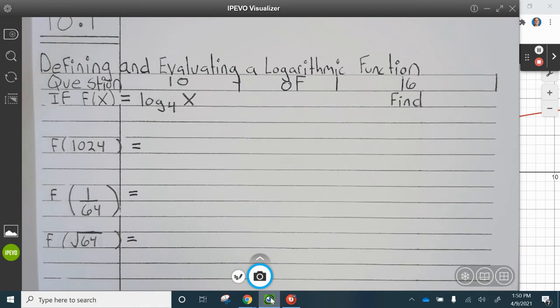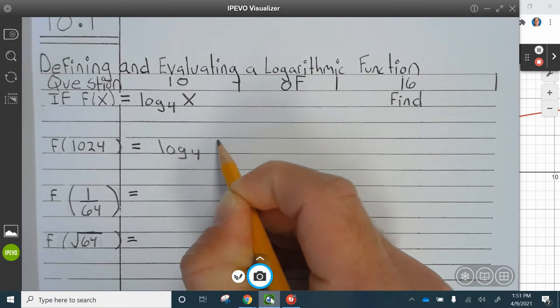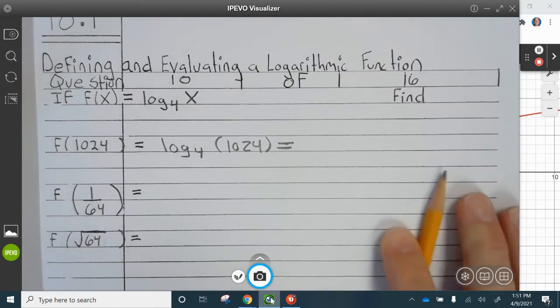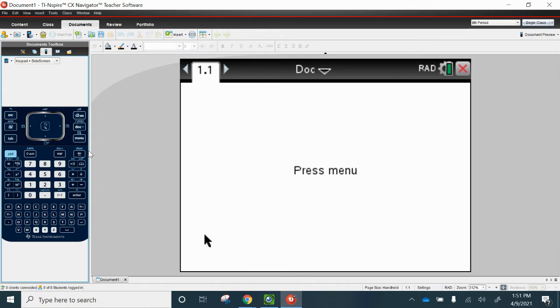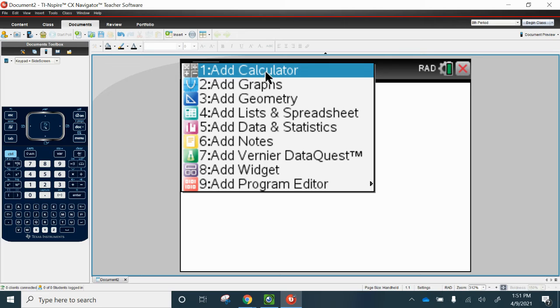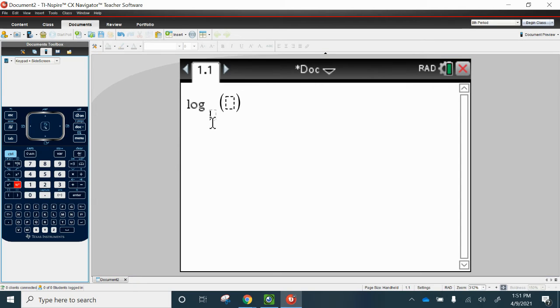Question 10 of 16. If f of x equals log base 4 of x, find f of 1024. So log base 4 of 1024 equals. In this case, using the Inspire is going to work out better than Desmos. So we're going to go to On, New Document, Add Calculator. Now we want to find log. Log's right here. So we do Control log base 4 of 1024, which is 5.